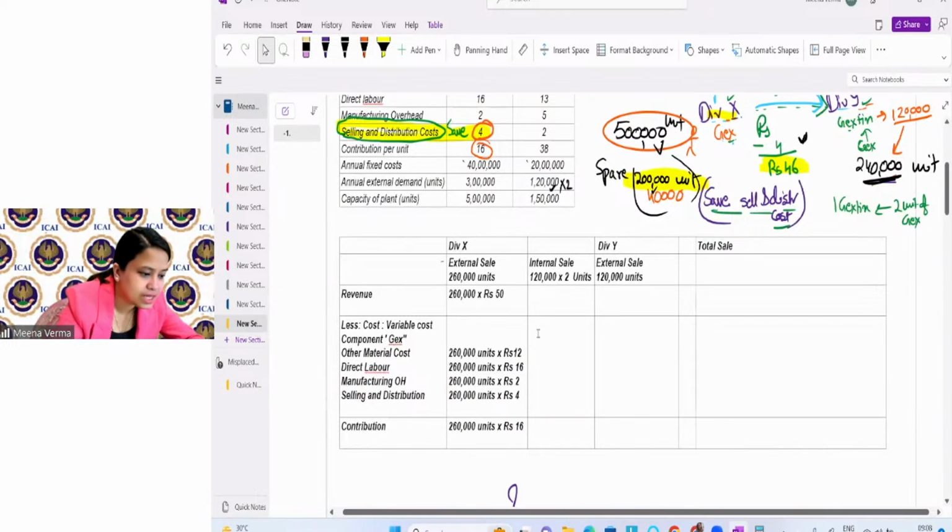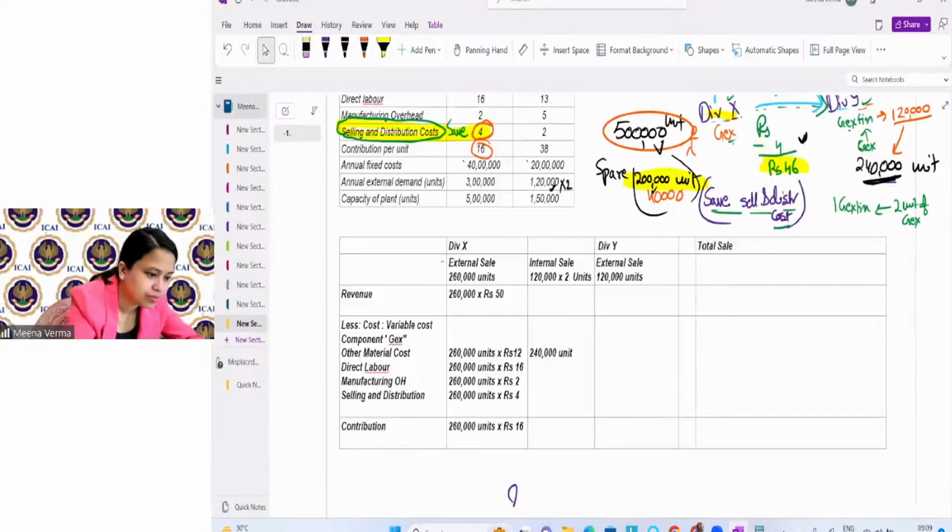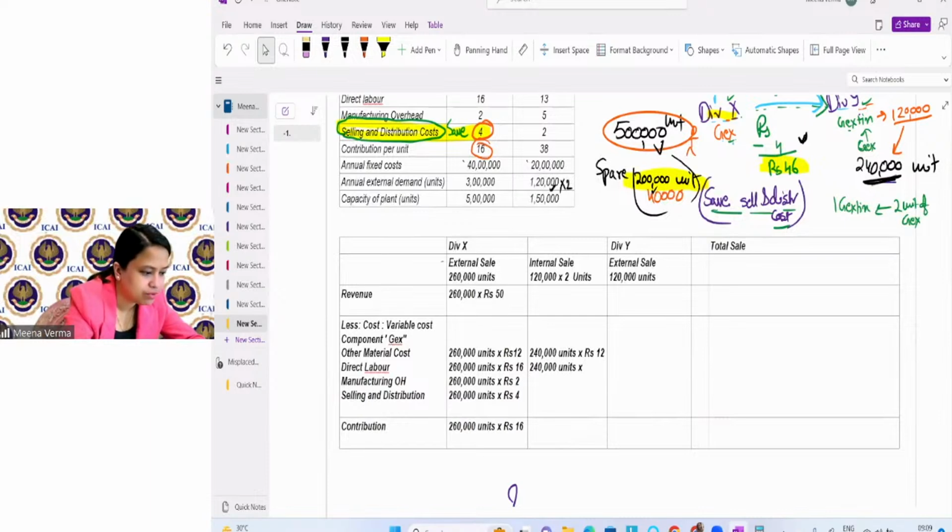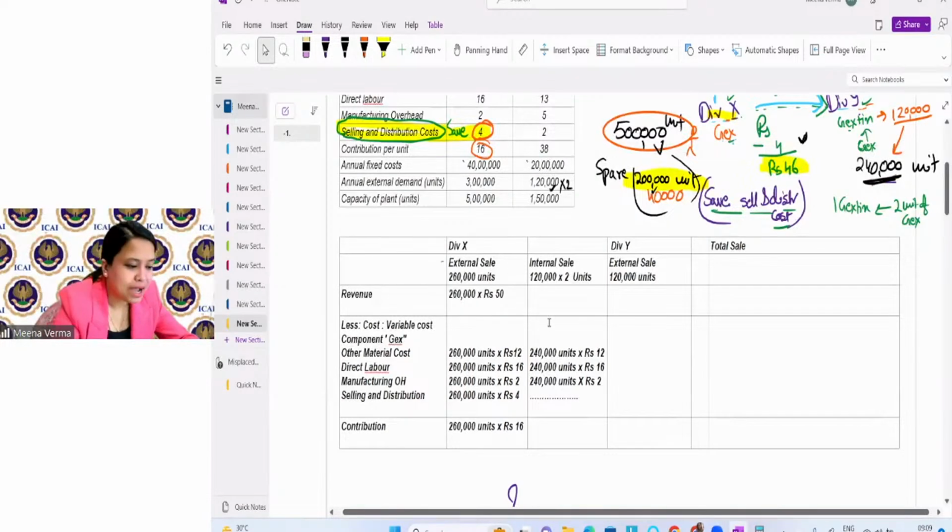If there is internal sale, you will have to incur costs on 240,000 units. What do you have to incur? Material cost, rupees 12. You have to incur the labor cost, which is rupees 16. Then on these 240,000 units, you will have to incur manufacturing cost, which is rupees 2. Then on this, you don't need to incur this cost. My point is that if you see here, 240,000.